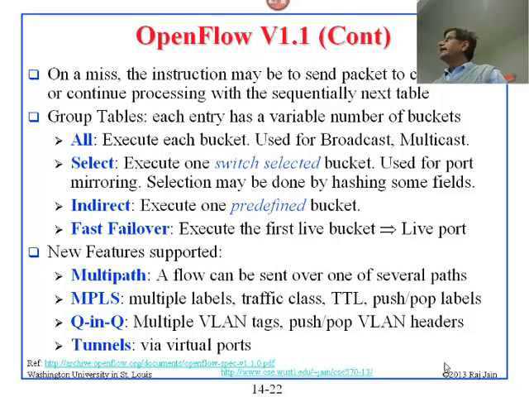Okay, and fast failover is execute the first live bucket. That means you use the first live port in that list. So sometimes things may fail, the links may fail, and the group table will tell you if link 1 is down, what to do with the packet. If link 2 is down, what to do with the packet.